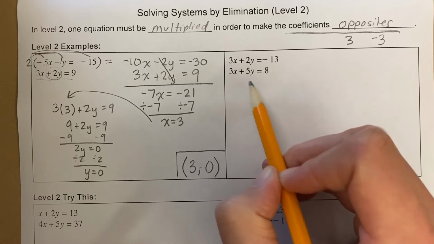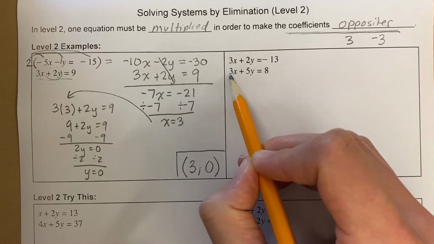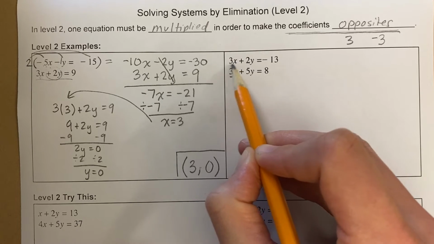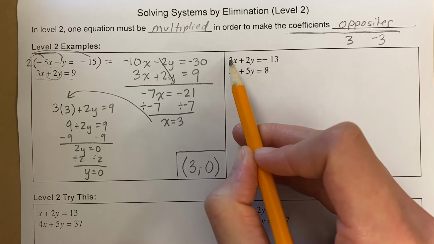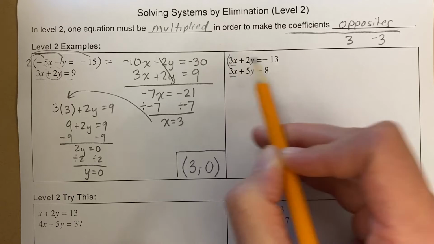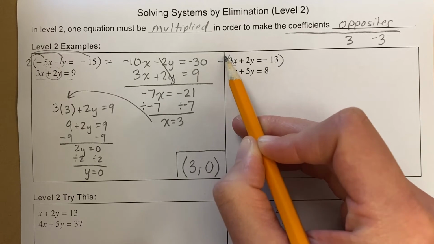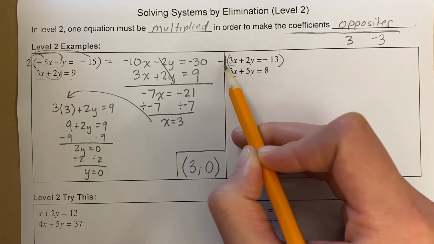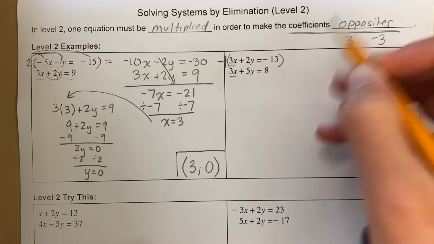So I'm going to take this equation. I'm going to say, look, you know what? This equation is positive 3. I'm going to make this top equation negative 3. What do I need to multiply this by in order to make it negative 3? I'm going to multiply by negative 1. Right? Negative 1 times 3 is negative 3.